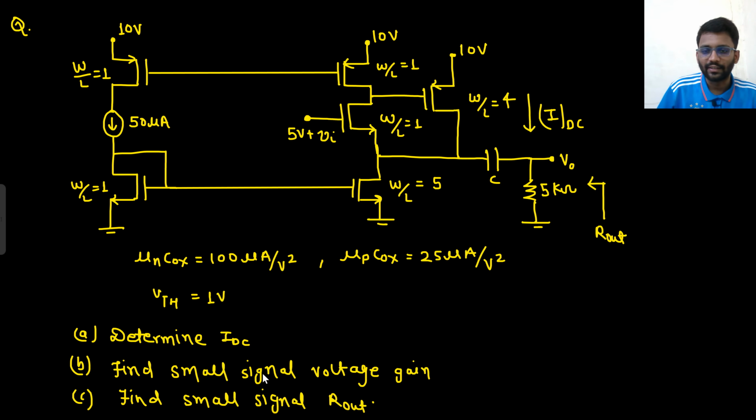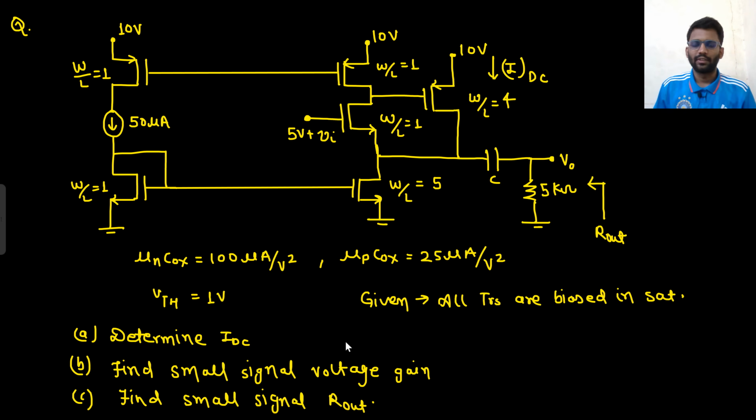So here you need to find the DC current, then you need to find the small signal voltage gain, and you need to find the small signal R out. Okay. So try solving it on your own. After that you can watch the solution. Yeah, so let's solve this question.